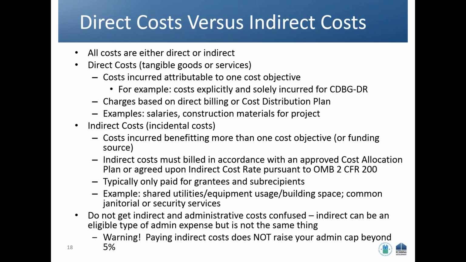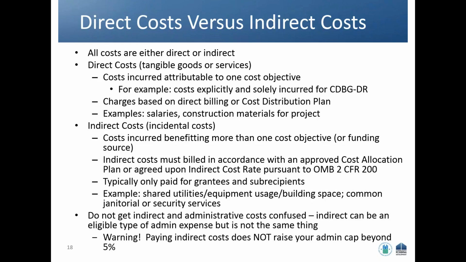And so that indirect plan we'll talk about in a moment, but until you've got an approved indirect plan, you're not allowed to charge indirect costs back. So if you want to do this and you don't have an approved indirect plan and you do have indirect shared costs, you're going to have to go through the exercise of putting together an indirect cost allocation.